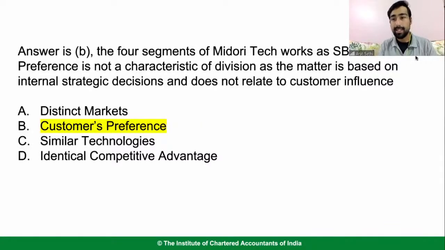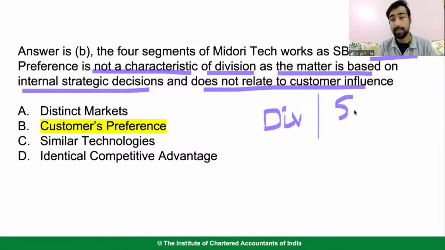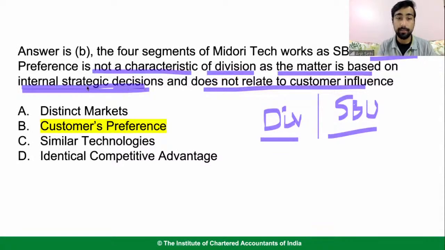Now see, customer preference is not a characteristic of a division, right? As the matter is based on internal strategic decisions and does not relate to customer influence. If you remember divisional structure or an SBU structure, the decision to divide a business is based on internal preferences. On the basis of the internal business preference the SBU or division is created, not on the customer's preference, right?